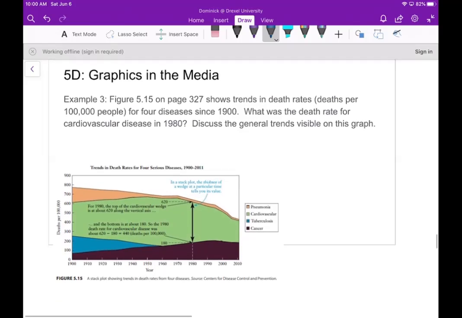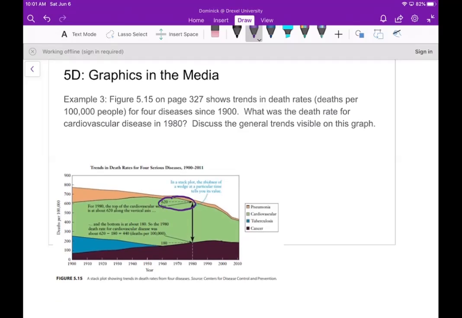Okay, so in this next example, we have that figure 5.15 on page 327 shows trends in the death rates, which is the deaths per 100,000 people, for 4 diseases since 1900. Now we want to know what was the death rate for cardiovascular disease in 1980, and what does that tell you about the general trends that are visible on the graph? Well, it looks like they marked these off for us.